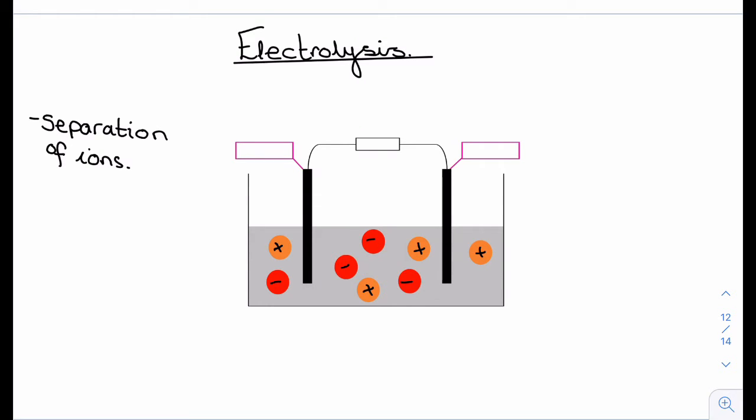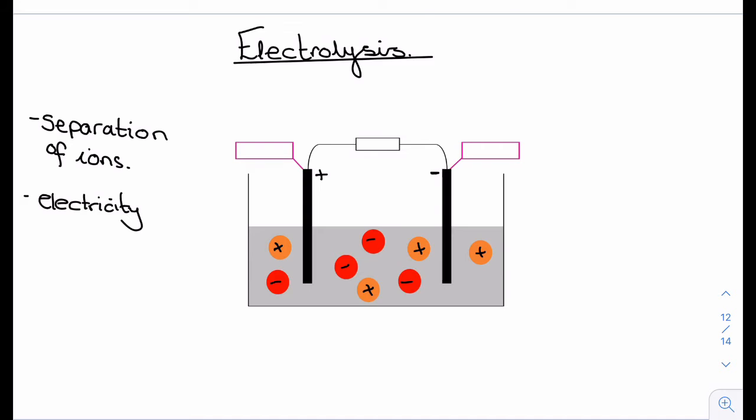And what we do is we use electricity. So it uses electricity, which is where its name comes from, electrolysis, electricity, to separate the ions. So there are two things. There is a positive electrode and a negative one.